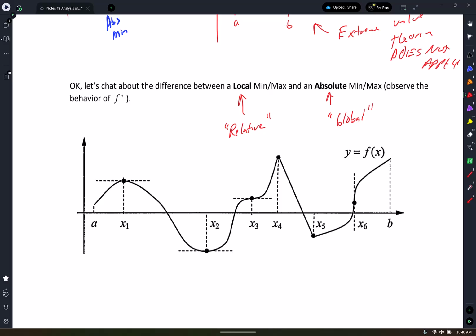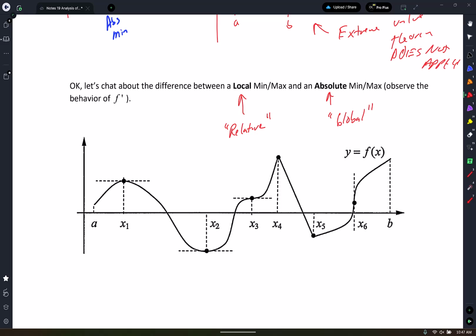Global and absolute are interchangeable because we're here on Earth. We're in a globe. So context clues: global is the same thing as absolute. If you see global max, that means the maximum of all maximums, the highest point, period. If you see global min, that's the smallest point, period. Not all relative max and mins are global, but all globals are also relative.